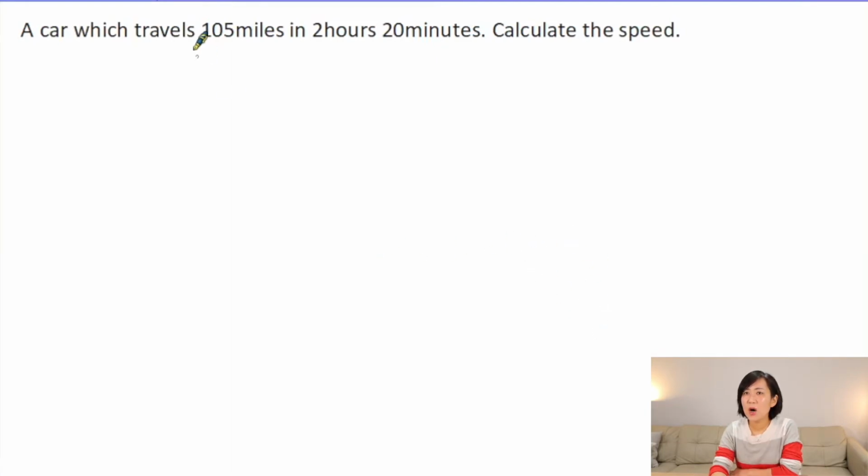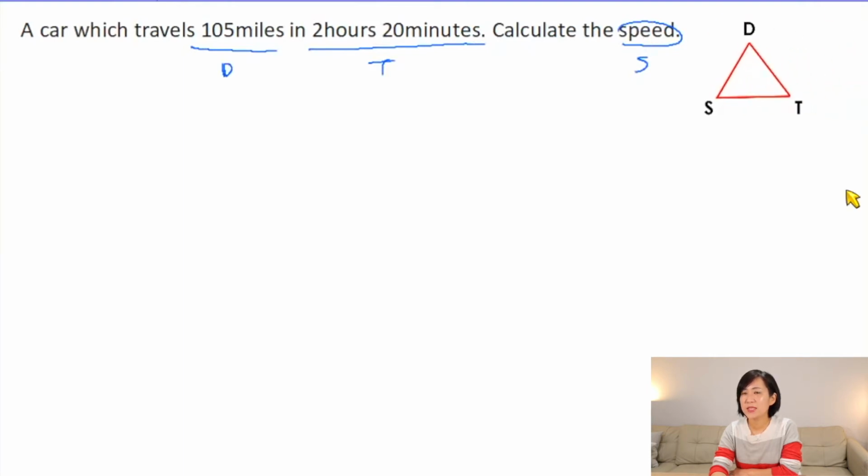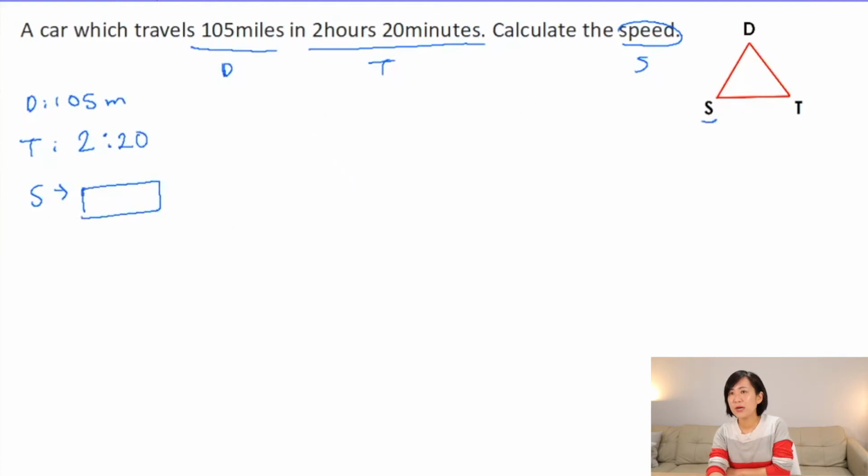A car travels 105 miles in 2 hours 20 minutes. Calculate the speed. Remember to draw the speed triangle. Then let's identify which one is D, which one is T, and which one is S. We know that distance is 105 miles, and time is 2 hours and 20 minutes. Then speed is the missing value we are looking for, right? Remember, to find the speed, the formula is distance divided by time.